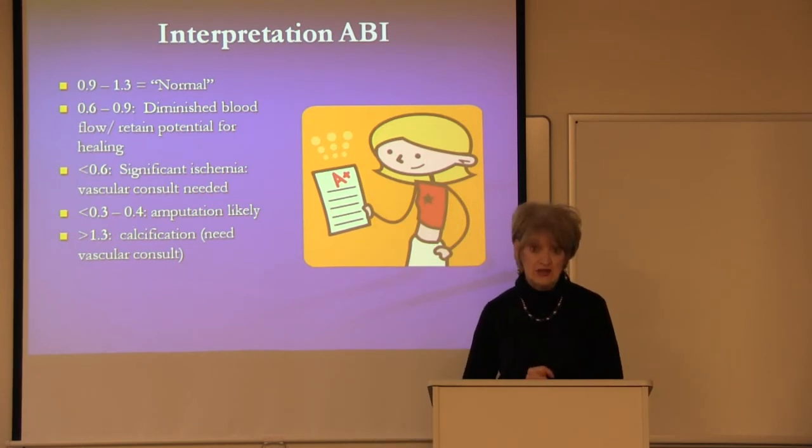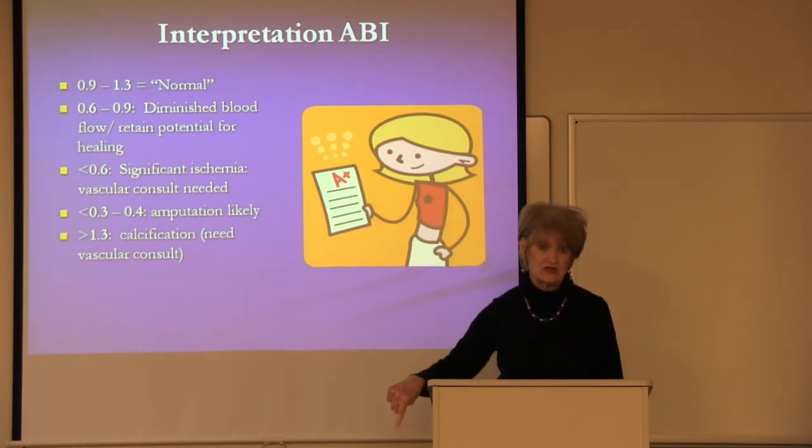And if they find a patient whose ABI is less than 0.9, the recommendation is that that patient be referred to cardiology for a workup. Because if I've got diminished blood flow to my legs, I've almost definitely got diminished blood flow to my heart.